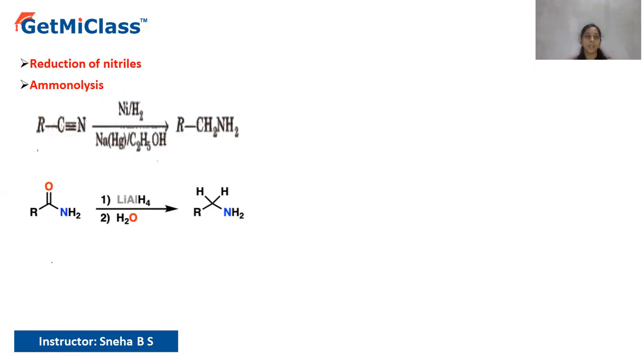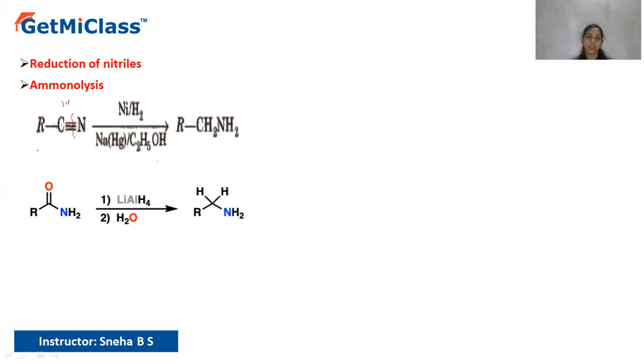The second one is reduction of nitriles. If we have a nitrile, by treating with the proper reagent, that is nickel with H2, or sodium with mercury and ethanol, what happens across the multiple bond? RC triple bond N is there. Across the multiple bond, addition of hydrogen takes place.